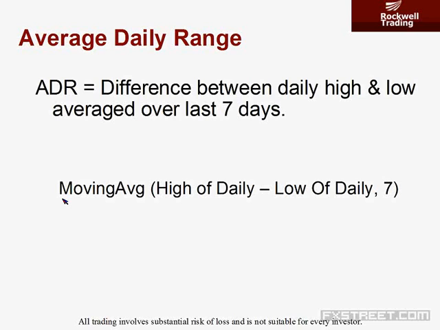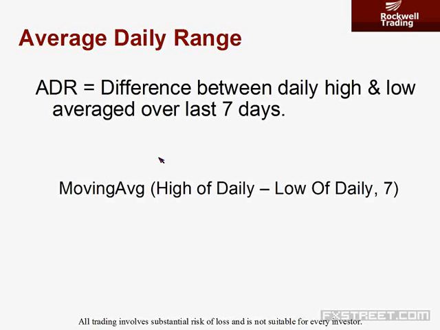So what is the average daily range? And I will use the average daily range and the acronym ADR interchangeably during the webinar. But the average daily range is simply the difference between the daily high and daily low averaged over the last 7 days. So basically, it's just the moving average of that difference over a 7-day period.